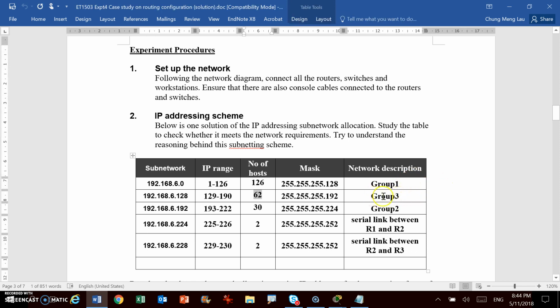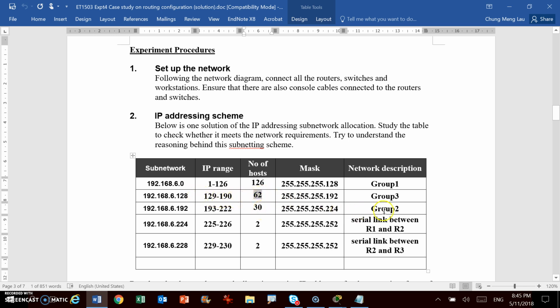Okay, group 3 requires 50 IP address, followed by group 2, 25 IP address. Which is why we do group 3 first, because we need to do the one with the most number of hosts, followed by the next one, followed by the next one. Okay, so this will be done in descending order. So group 3, 50 hosts. So subnet mask we can use is .192. This will give us 64 IP address minus 2, 62 IP address. And this will be the address range.